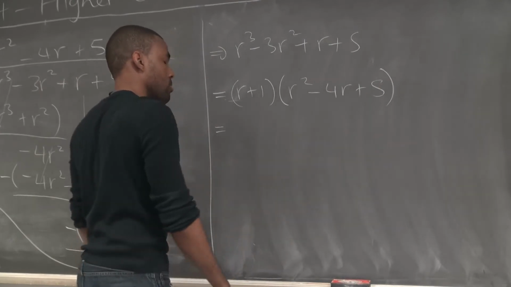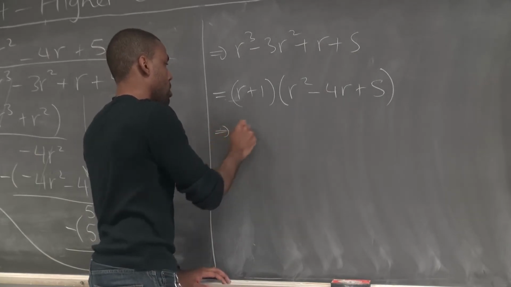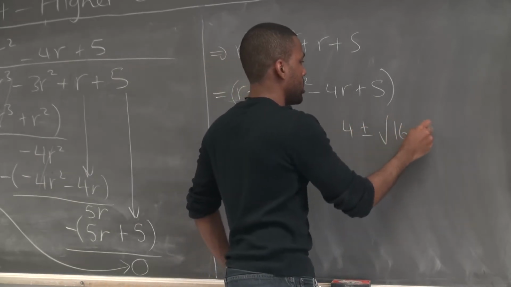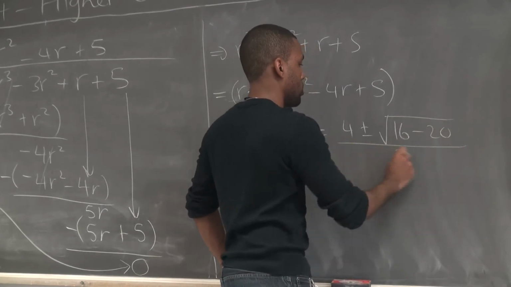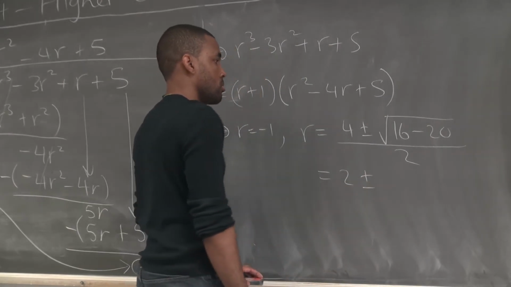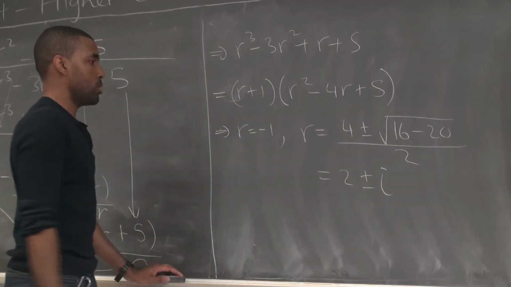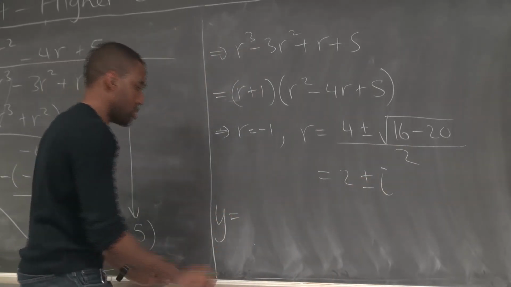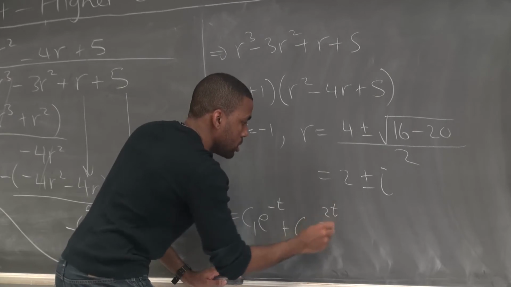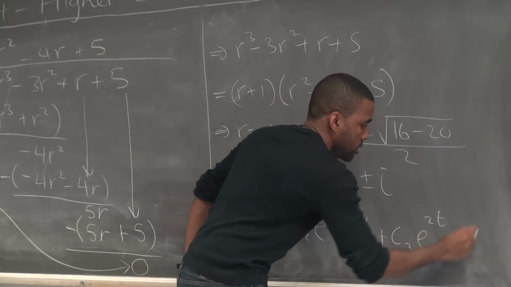Can we factor this? No, right? So here we get r equals minus 1. Here we use the quadratic formula: minus b plus or minus the square root of b squared minus 4ac all over 2a. And this becomes 2 plus or minus i, which means our solution is c1 e to the minus t plus c2 e to the 2t cosine t plus c3 e to the 2t sine t.